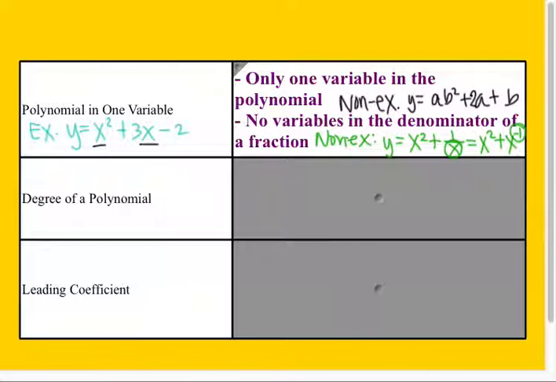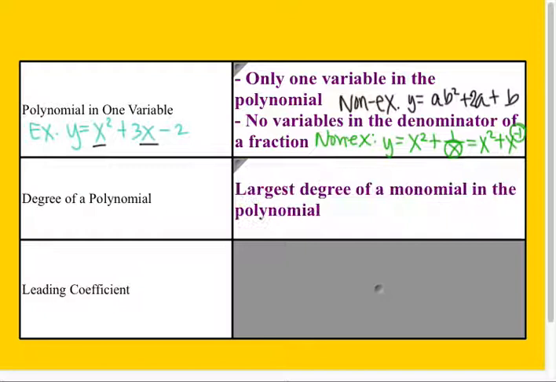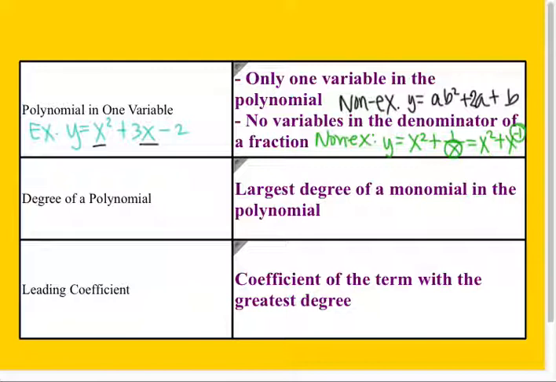We've already talked about degree, but the degree of a polynomial is once again the largest degree of a monomial in the polynomial. So it's whoever has the highest exponent. And then the leading coefficient. It's the coefficient of the term with the greatest degree.